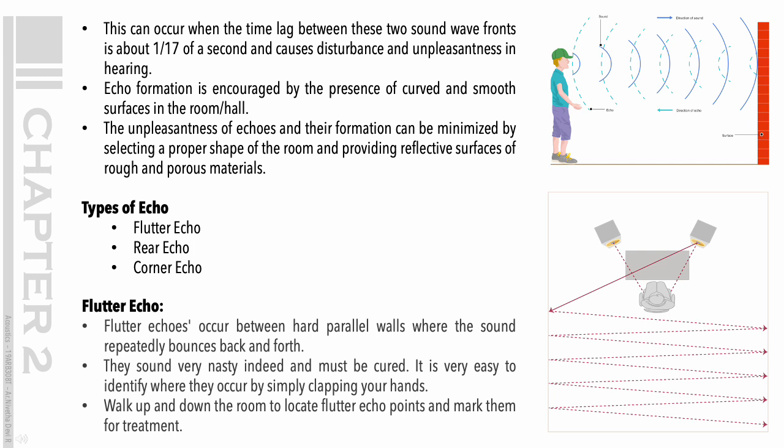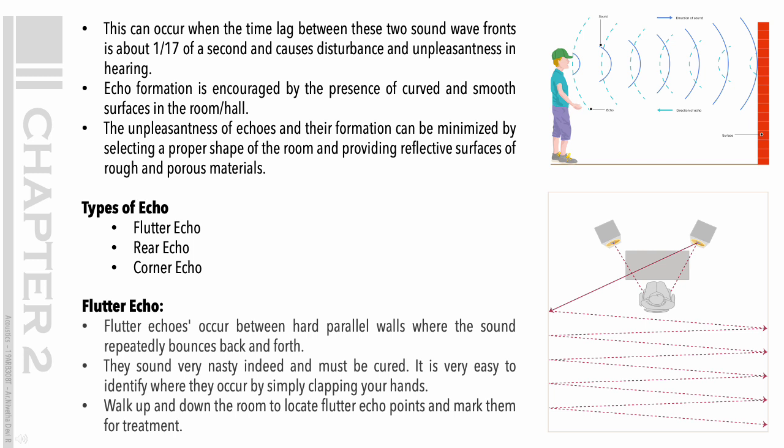Echo formation is encouraged by the presence of curved and smooth surfaces in the room or hall. The unpleasantness of echoes and their formation can be minimized by selecting a proper shape of the room and providing reflective surfaces of rough and porous materials. Types of echo: flutter echo, rear echo, corner echo.